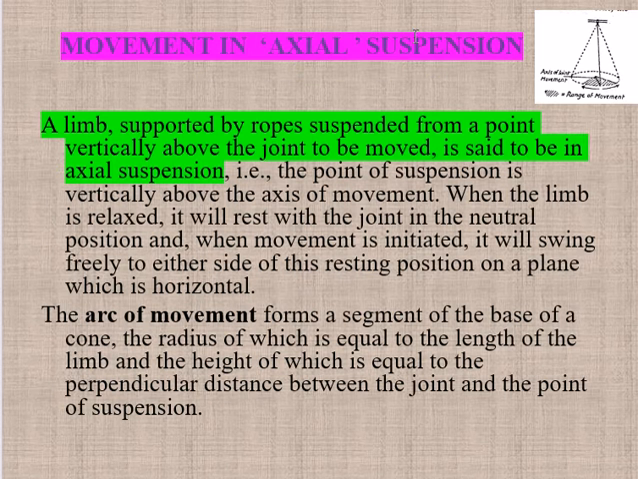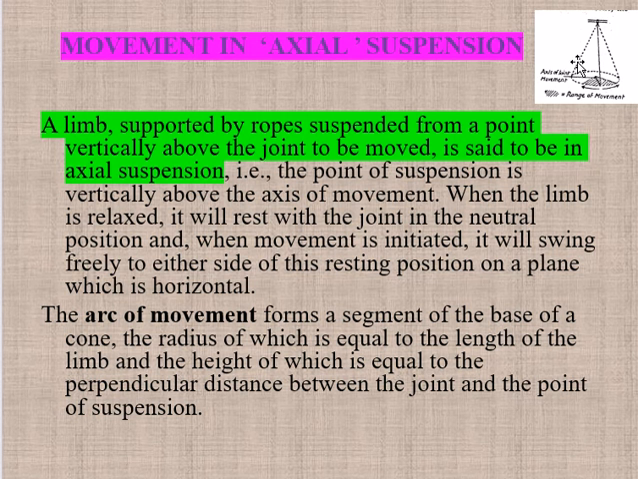Now start with axial suspension. A limb supported by a rope suspended from a point vertically above the joint to be moved is said to be axial suspension. That is, the point of suspension is vertically above the axis of movement. When the limb is relaxed, it will rest with the joint in the neutral position, and when the movement is initiated, it will swing freely to either side of the resting position on a plane which is horizontal.